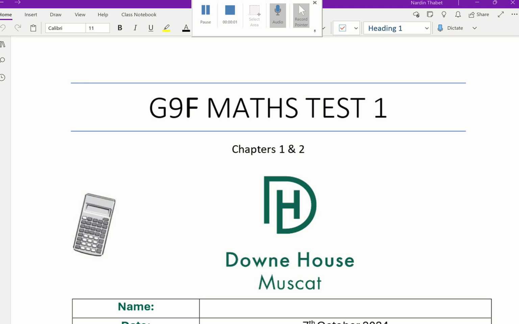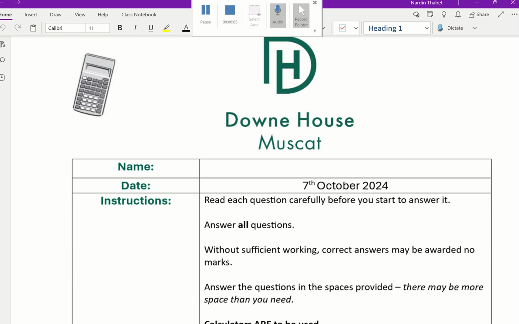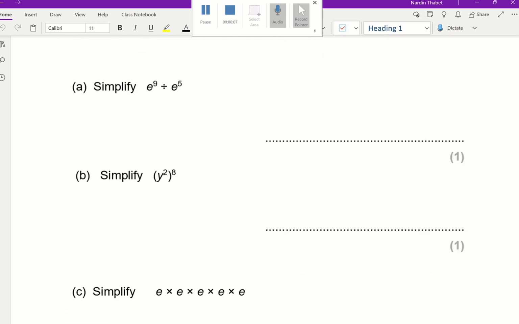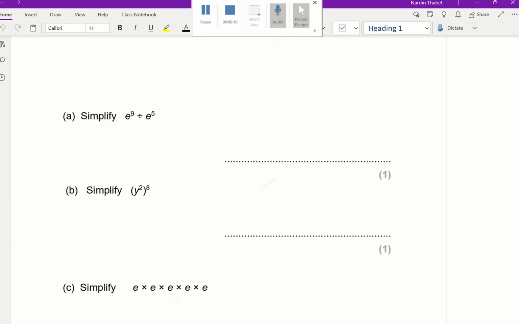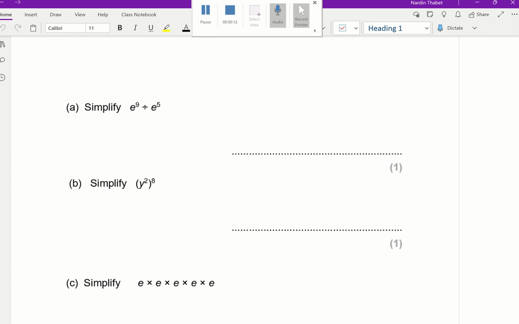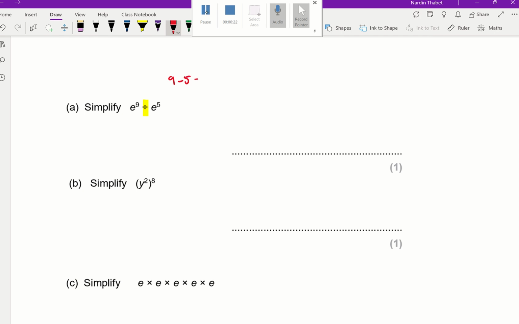In this video, I'm going through the grade 9 maths and it's test 1. The first question says to simplify, and you've got e to the power of 9 divided by e to the power of 5, and when we are dividing, we subtract the powers, so 9 minus 5 is 4, and your final answer is e to the power of 4.